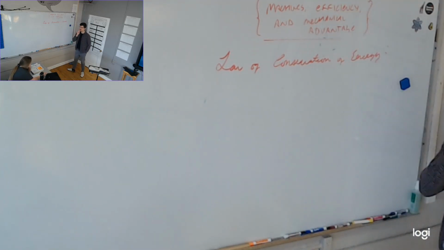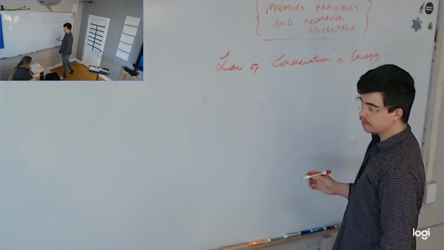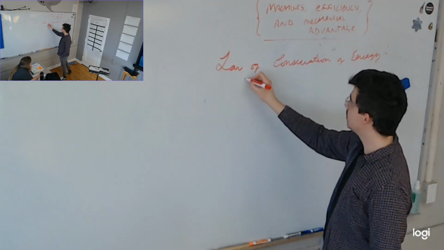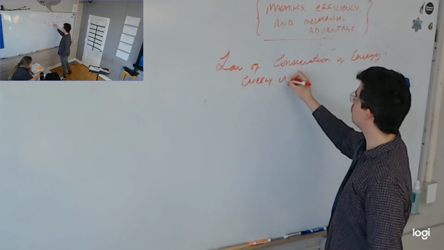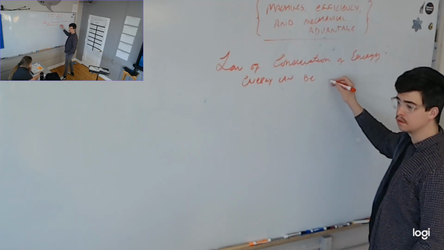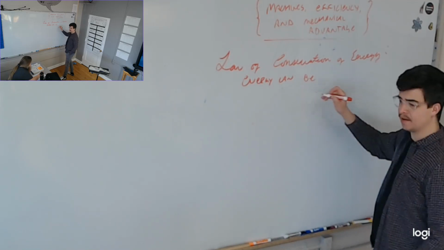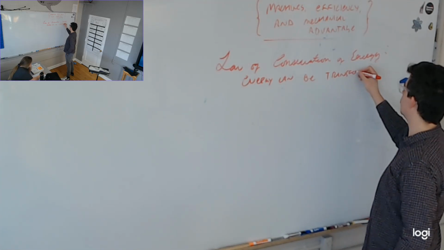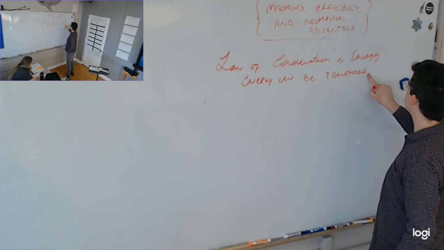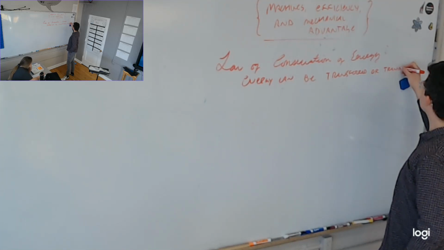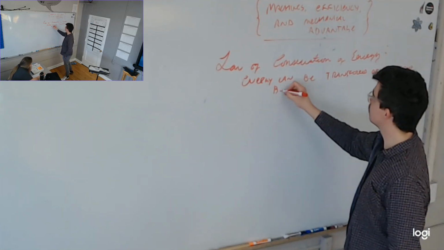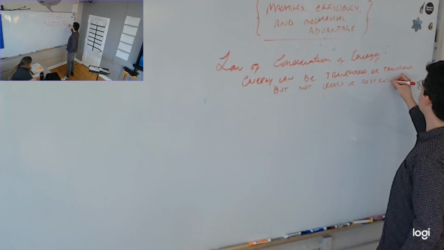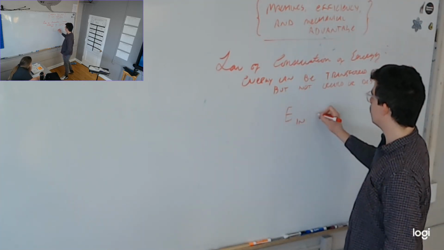What does that mean? What's the law of conservation of energy? It's the law where the universe has an amount of energy that cannot change. Yeah. So basically, energy can't be created or destroyed. Yeah, but it can be transferred, or transformed, but not created or destroyed. So basically, what this means is that energy in must equal energy out.